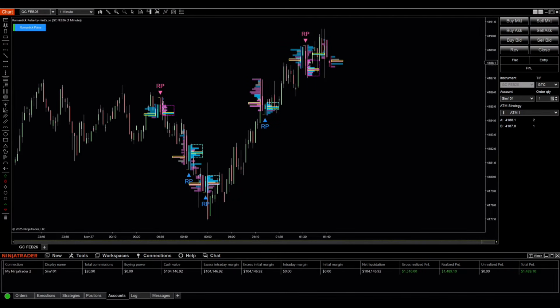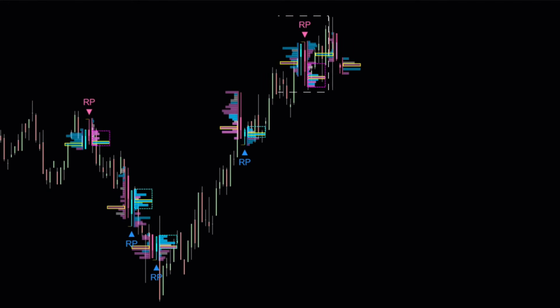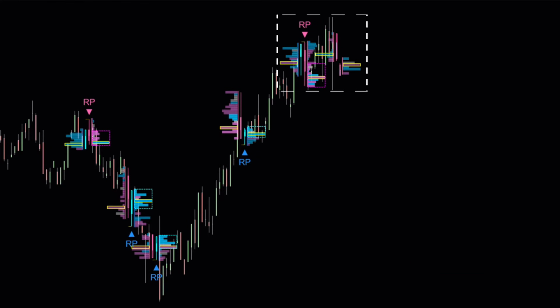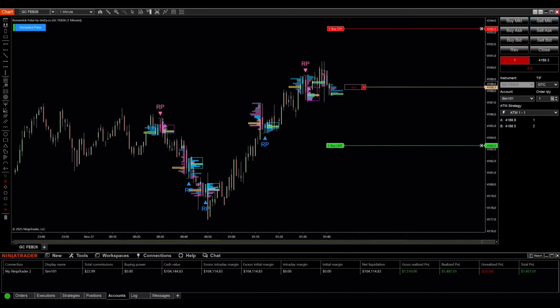Next, a sell signal appeared from Romantick Pulse here, but price was in a strong upward move, so I waited for clearer confirmation. When price paused in this area, I entered the sell immediately, placed my stop loss above the nearest high, and set a short take profit.